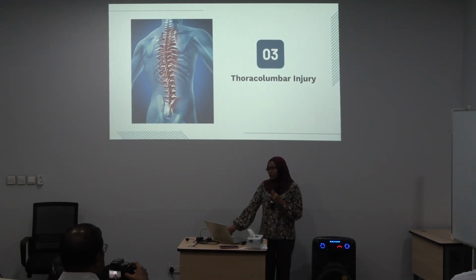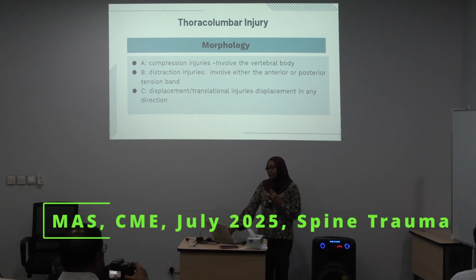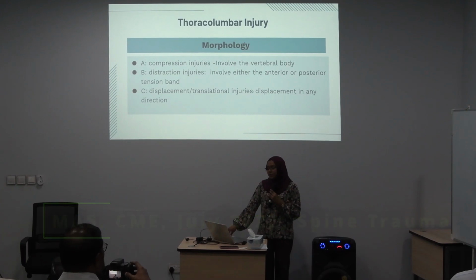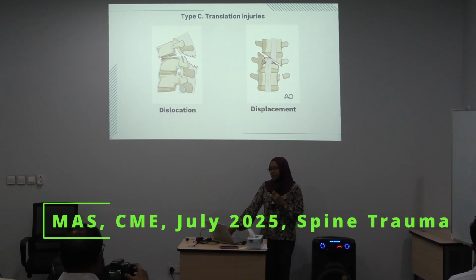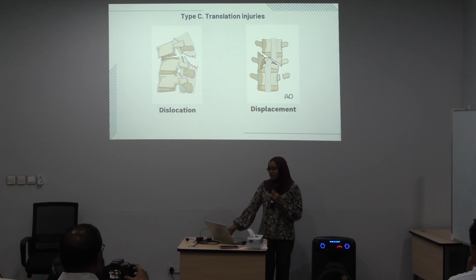Going into thoracolumbar injuries, in a similar manner it is also classified based on morphology, where we see compression injuries, distraction injuries and translational injuries. At first we have to check for the most severe form of injury, which is type C injury, where we see translation injury, heavy dislocation or displacement of the spine vertebral level from any direction.